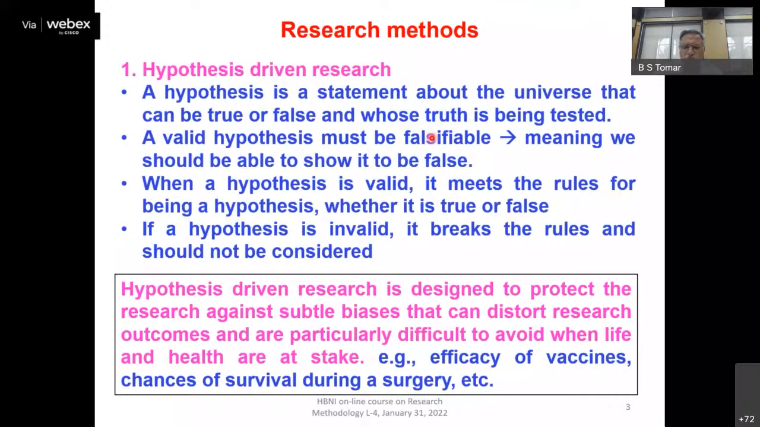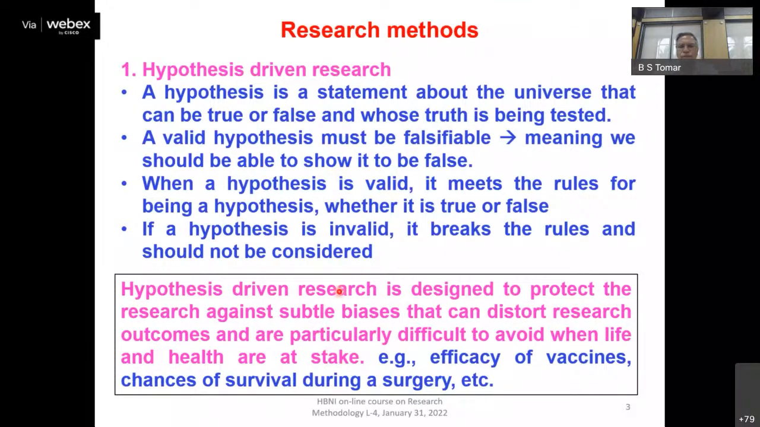Now we are talking about hypothesis-based research. Why so specific about hypothesis? If you see the history of the different types of hypotheses, you can find that this hypothesis-driven research was designed to protect the research against subtle biases that can distort research outcomes and are particularly difficult to avoid when life and health are at stake.